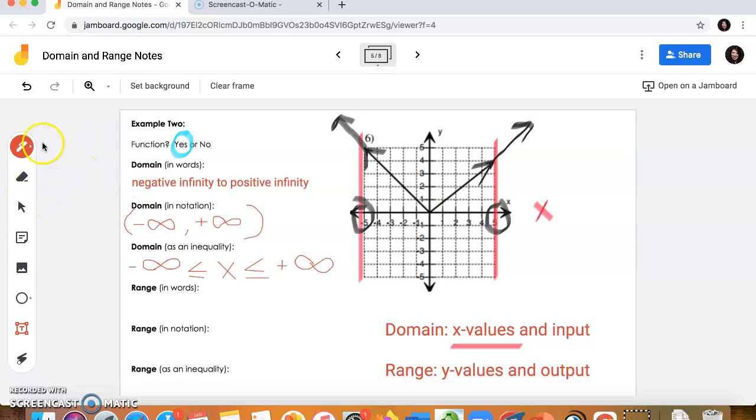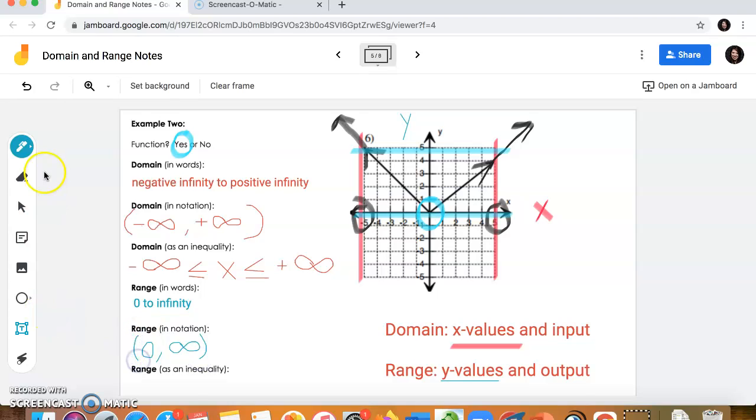Okay, now for the range, I'm going to use blue, and we're going to draw lines across the y-axis for the range. Let me make that a little thicker. So here is where it hits on the bottom, and then up here it hits at the top. So that's going to be 0 on the y-axis, but then it goes on forever. So it's going to be 0 to infinity. So in words, we're going to say 0 to infinity. And then the way we're going to write that down is, in notation, we'll have 0, comma, an infinity sign, and then we'll put our parentheses.